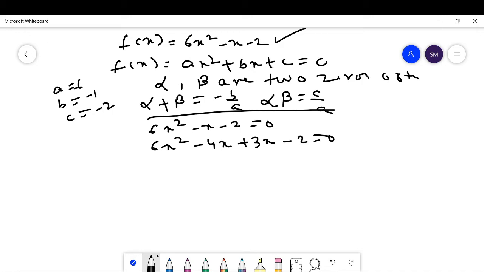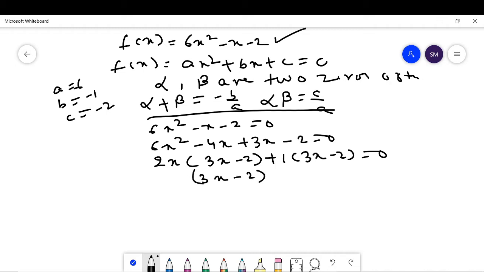Okay, then take 2x common. Then what remains here is 3x minus 2. And here take 1 common, then this is 3x minus 2 equal to 0. Then what is the common factor? (3x − 2)(2x + 1) = 0. Then the first x is 2 upon 3, another x is minus 1 upon 2. Means alpha is 2 upon 3, beta is minus 1 upon 2.